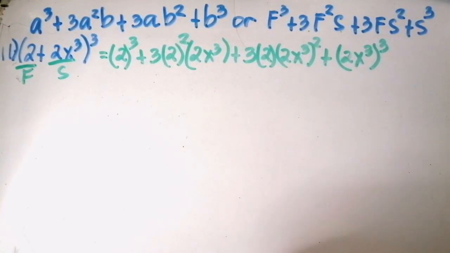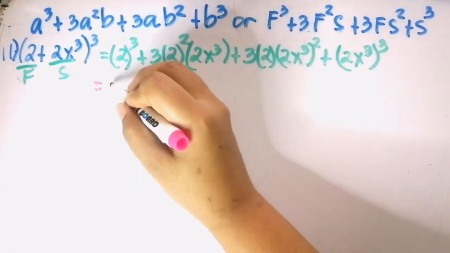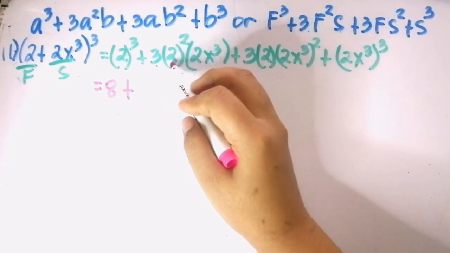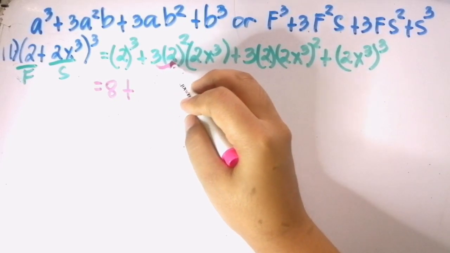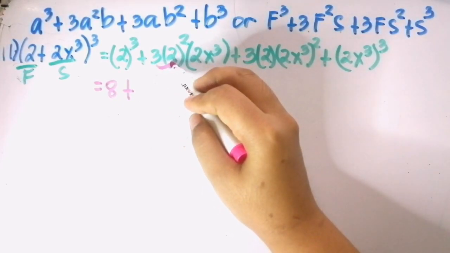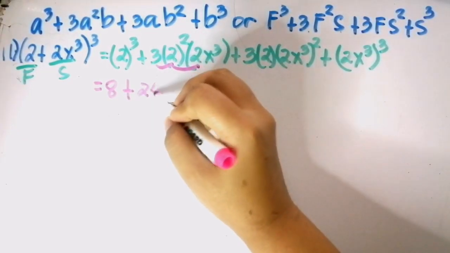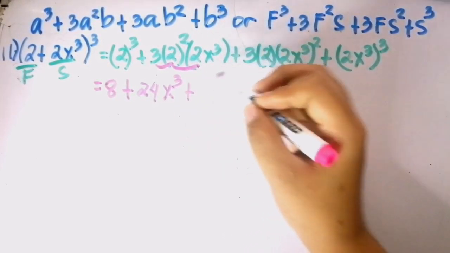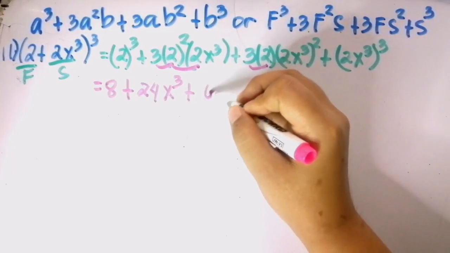Ngayon, isimplify natin. 2 raised to 3, that is 2 times 2 times 2 equals 8. Plus 3 times 2 raised to 2. Ano ang 2 raised to 2? That is 4. So, 3 times 4 equals 12. Times 2x cubed, that is 12 times 2 equals 24. Then, ilagay natin yung variable. Plus 3 times 2, that is positive 6.